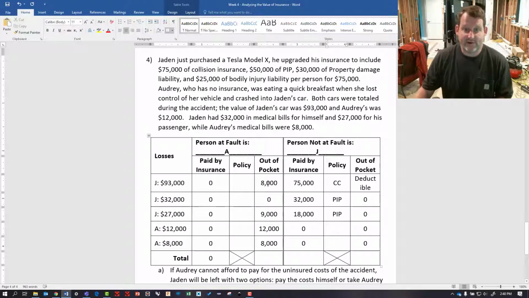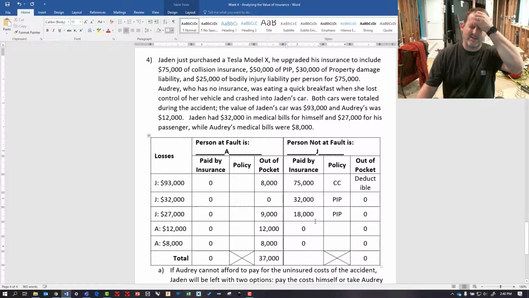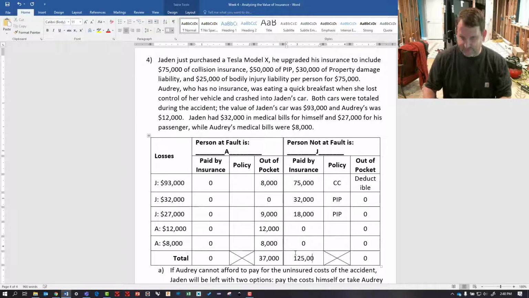So in the end, Audrey's going to be out $37,000. So this is that number at the end where if she can't pay this, she's going to lose her license. And paid by insurance is going to be $107,000, $1,525, I think it's something like $125,000 for Jaden. My math may not be perfect there. 25.7. Yeah, it is. Okay.